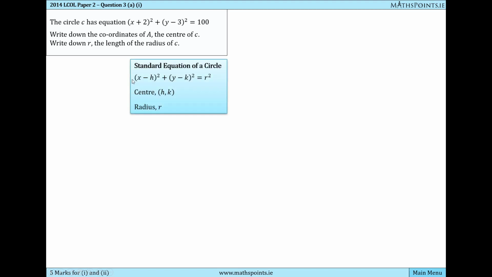So in our tables we have the formula for the equation of a circle, (x − h)² + (y − k)² = r², where (h, k) is the centre of the circle and r is the radius. So if we write down our circle, (x + 2)² + (y − 3)² = 100, we can get the centre by changing the signs of the terms in the brackets. So our centre is (−2, 3). And we can get the radius by finding the square root of 100, and the square root of 100 is 10.